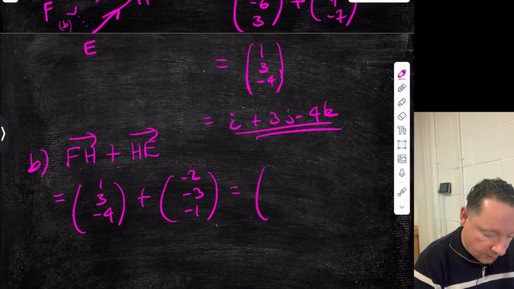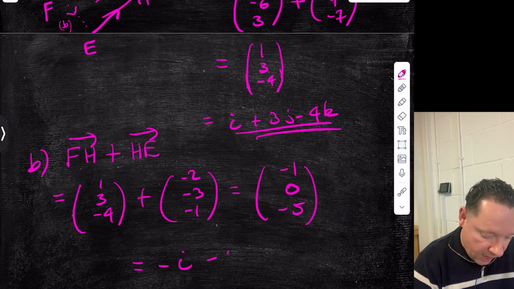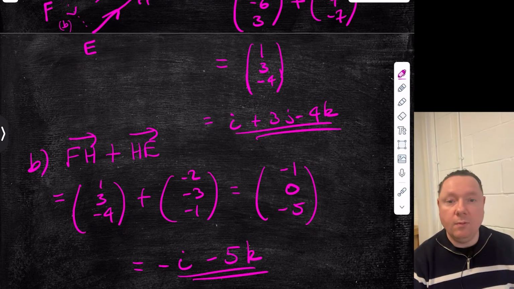1 minus 2 is minus 1. 3 plus minus 3 is 0. And minus 4 plus minus 1 is minus 5. Or writing that out, minus i minus 5jk. And we're done there.